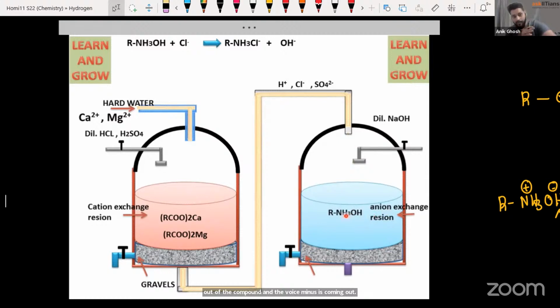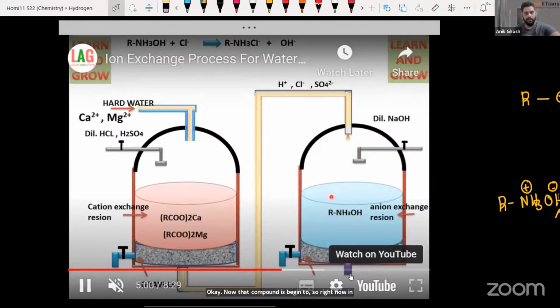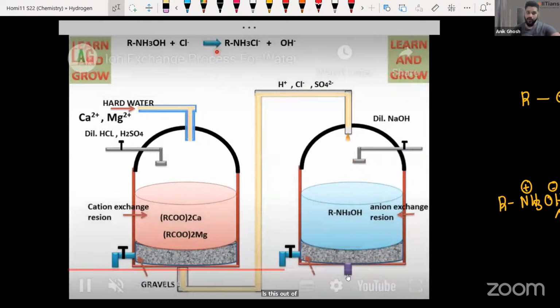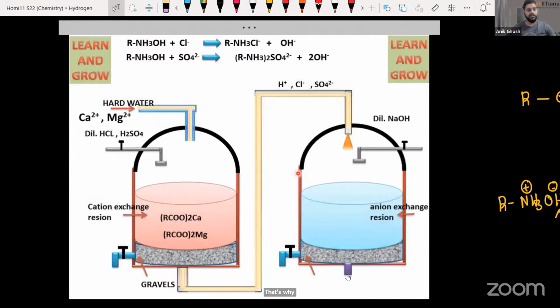Now that compound is again a precipitate. So right now, in this particular outlet down below here, what do I have? I have only H plus and OH minus, correct? Which is nothing but water, and we call it deionized water because there isn't any other ions. That's why we call it deionized water. They often ask what is the difference between distilled and deionized water. Distilled water can contain other ions in it, but deionized water cannot contain anything other than H plus and OH minus.